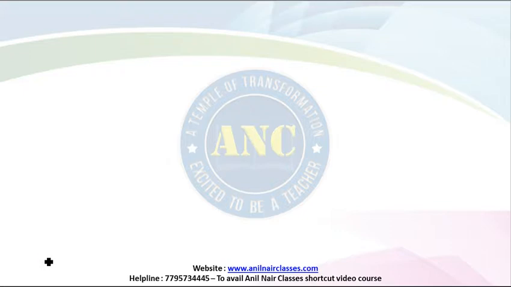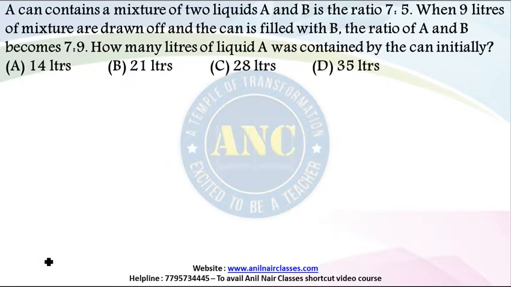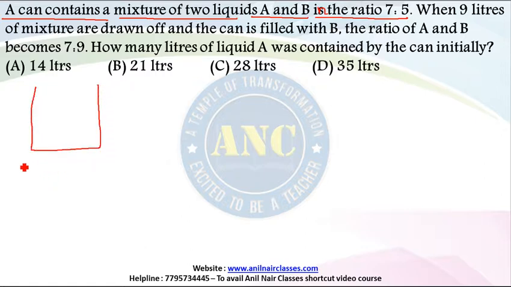Now let us solve some questions based on the key point we have discussed just now. Let us read the first statement. It says a can contains a mixture of two liquids A and B in the ratio 7:5. There is a vessel or a can, it contains two liquids A and B in the ratio of 7:5. The initial ratio of A and B is given as 7:5. That is the first statement.